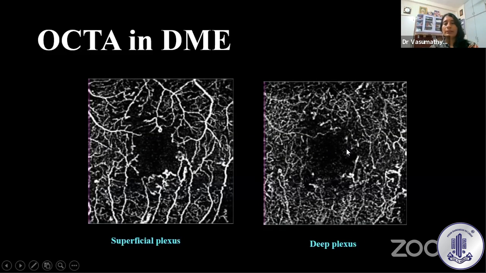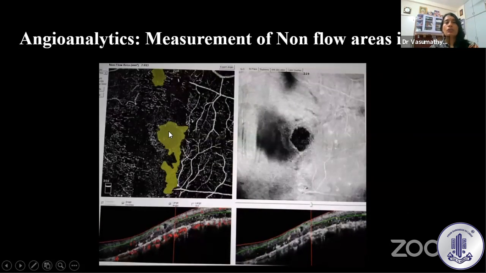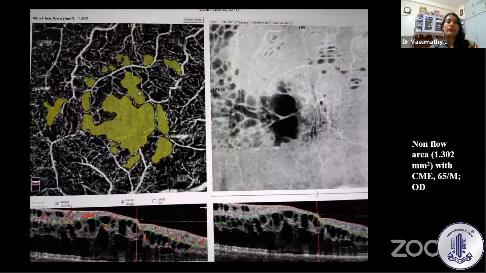For example, this is the superficial plexus, and the advantage of OCTA is we're able to get even the imaging of the deep capillary plexus. And nowadays, the pathology happening in the deep and the middle capillary plexus is supposed to be more important in the evolution of diabetic macular edema. You can see the capillary non-perfusion areas as well as the microaneurysms and telangiectasias in the deep plexus in a case of diabetic macular edema. And we can also do angioanalytics in which we can measure the non-flow areas. As you can see, the FAZ and the non-flow areas can be measured.